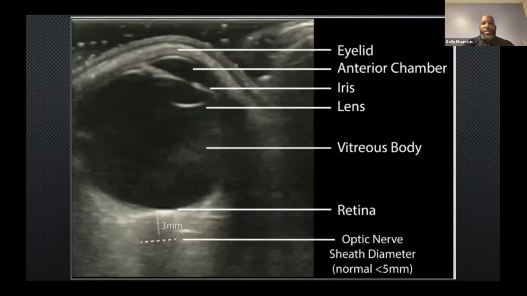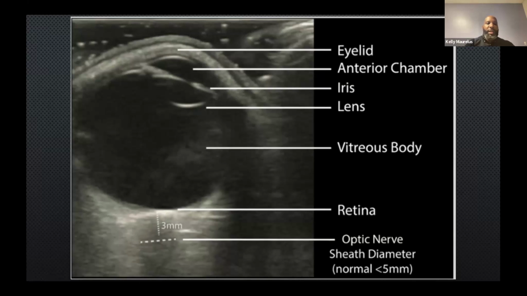So anteriorly, you're going to see your eyelid. You're going to see your anterior chamber, your lens, which is hyperechoic and posterior to your anterior chamber, your retina, and then your optic nerve sheath. By default, we usually measure at 3 millimeters back from the retina, and then we measure across. It should be less than 5 millimeters.